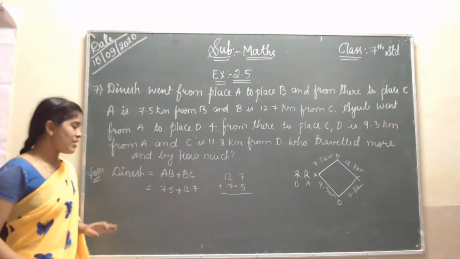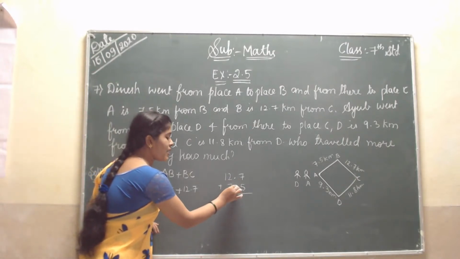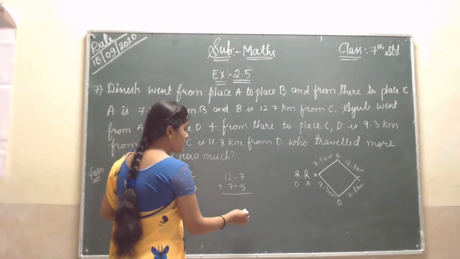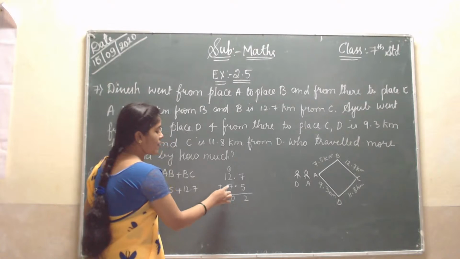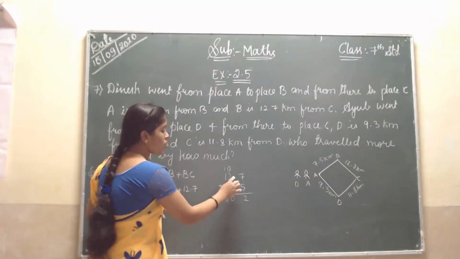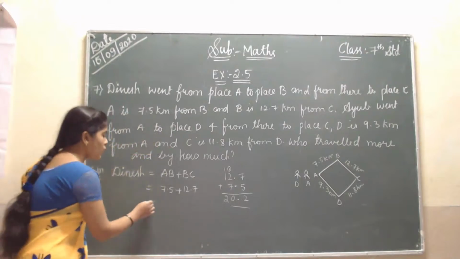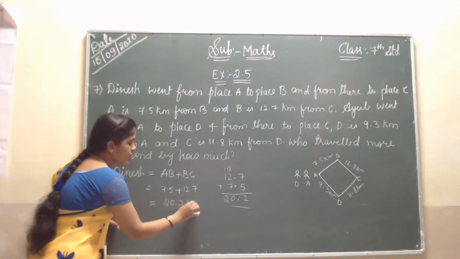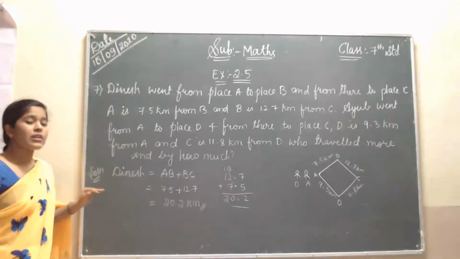Don't add like 7, 7, 12, 5. Decimals means we have to keep the decimal point in the same position. 7 plus 5 is 12, 1 carry, 2. 7 plus 2 is 9, 9 plus 1 is 10, 1 carry, 2. 1 plus 1 is 2. After one decimal digit in the numbers, in the answer also take one digit after the point. So what is the distance of Dinesh? Yes, 20.2 kilometers traveled by Dinesh.